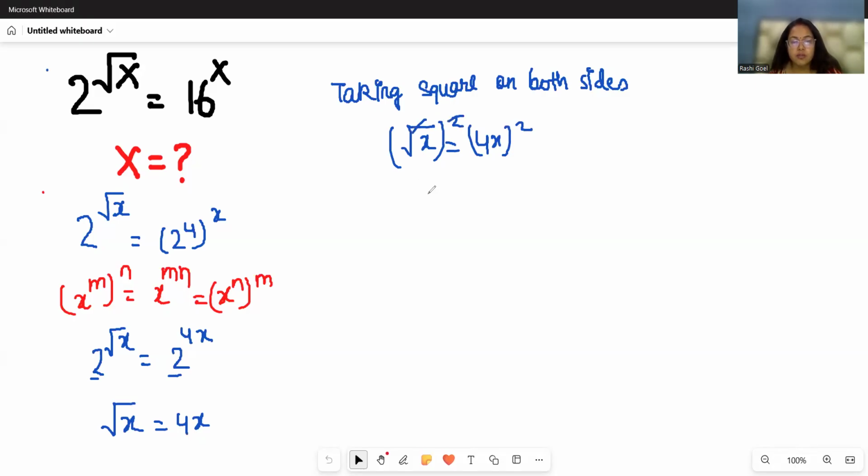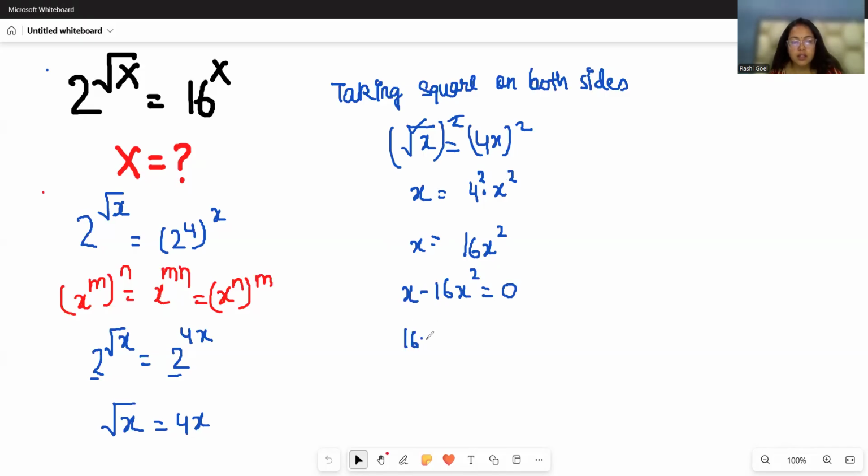With the help of this square, the root is removed. So x equals 4 square times x square. So x equals 16x square. Now take all the terms together. So x minus 16x square equals 0.